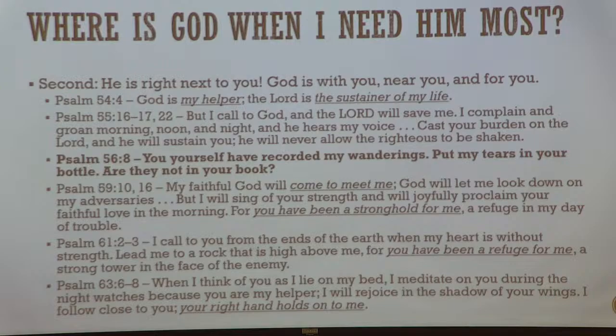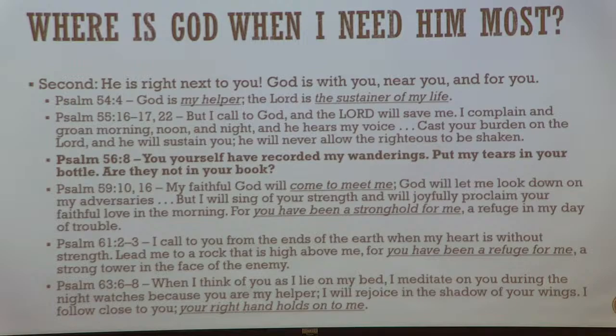The fact that he hears morning, noon, and night, all the time. I love that verse in 56:8. You yourself have recorded my wanderings; put my tears in your bottle. Are they not in your book? 59:10 and 16, my faithful God will come to meet me. Again, that intimacy concept. God will let me look down upon my adversaries, but I will sing of your strength and will joyfully proclaim your faithful love, your hesed, in the morning. I think these are from the Christian Standard Bible translation. For you have been a stronghold for me, a refuge in my day of trouble.